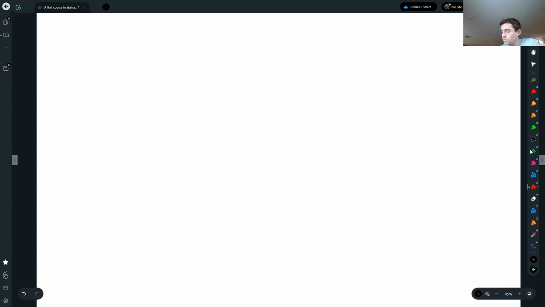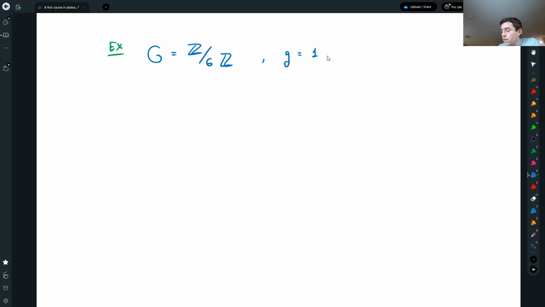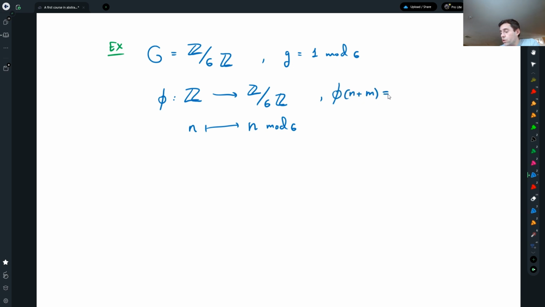For example, let's just do something very concrete. Suppose G here is Z modulo 6, and little g is just 1 mod 6. Then I do have a map that goes from the integers to the integers modulo 6 that sends any integer to the multiples of 1. So it's just going to n modulo 6. This is a map that respects group structure, such that phi of n plus m is congruent to phi of n plus phi of m mod 6.